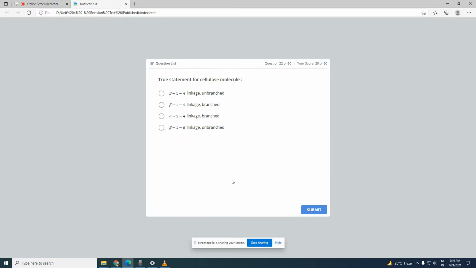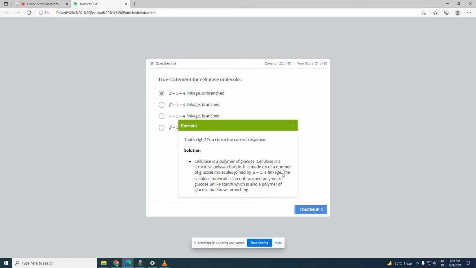22nd question. True statement for cellulose molecule. Beta 1,4 linkage, unbranched. Second one, beta 1,4 linkage, branched. Third one, alpha 1,4 linkage, branched. Fourth one, beta 1,6 linkage, unbranched. Which is the right answer for the 22nd question? It's beta 1,4 linkage of the unbranched type.